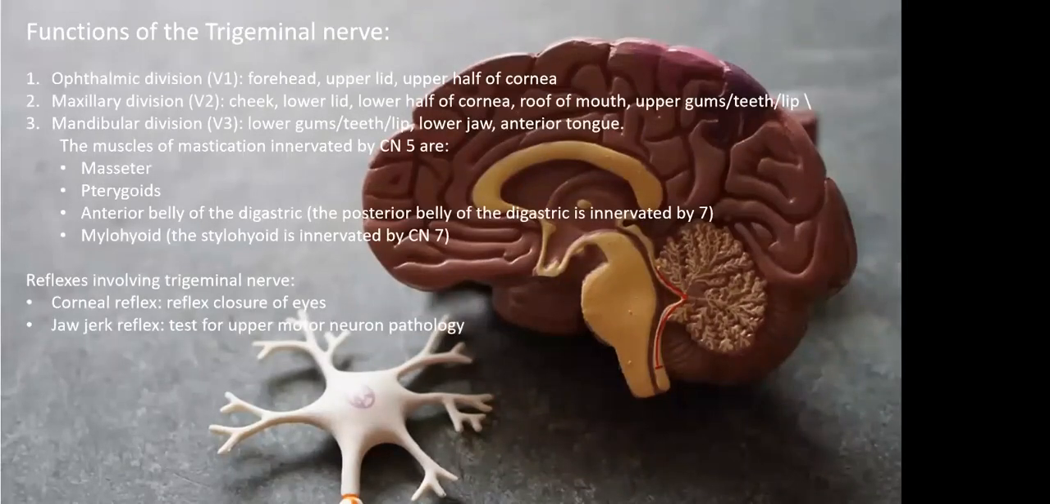Functions, as I said, the ophthalmic division gives sensation to forehead, upper lid, upper half of cornea. The maxillary division gives cheek, lower lid, lower half of cornea, etc. The mandibular has similar sensory divisions, but the motor divisions are for the mastication muscles, masseter, pterygoids, digastric, and mylohyoid. And they're also involved in reflexes, such as the corneal reflex or jaw jerk reflex.